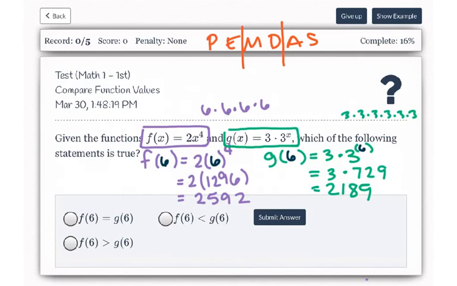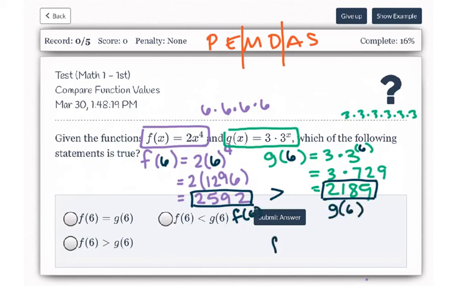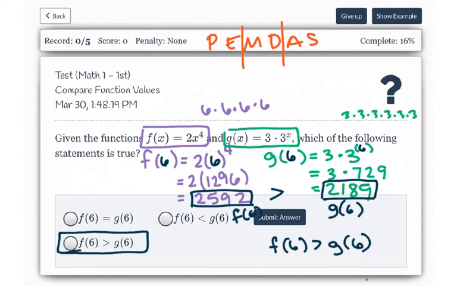And when we multiply that times 3, we get 2,187. So what they want you to do is compare this number to this number. Which one's bigger, smaller, or are they the same? And in this case, it seems that this one is larger than this value. So we would say f of 6 is greater than g of 6, which means we would want this answer here. So that's what you're really doing: you're evaluating using function notation.